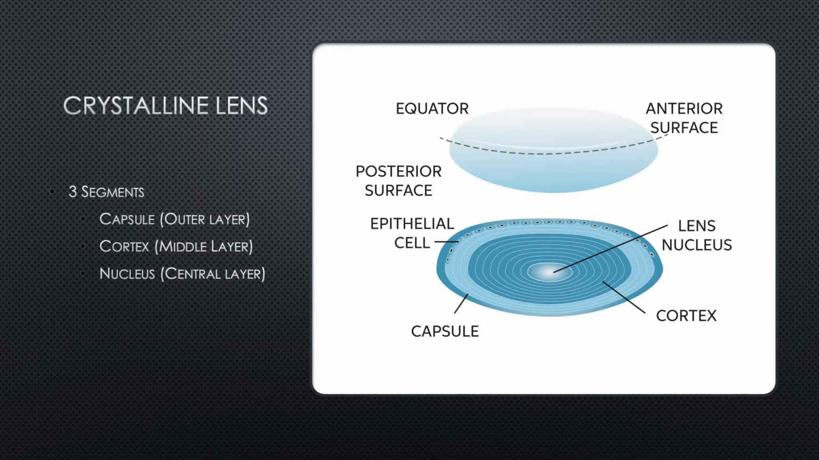The lens has three distinct segments. The outer layer, called the capsule, is an elastic, transparent structure, sometimes called the bag. The middle layer, or the cortex, forms the peripheral body of the lens and is a soft and putty-like structure and consistency. The center of the lens is the nucleus. The lens continually produces new lens fibers that push older fibers to the center, causing it to become harder and denser with age.